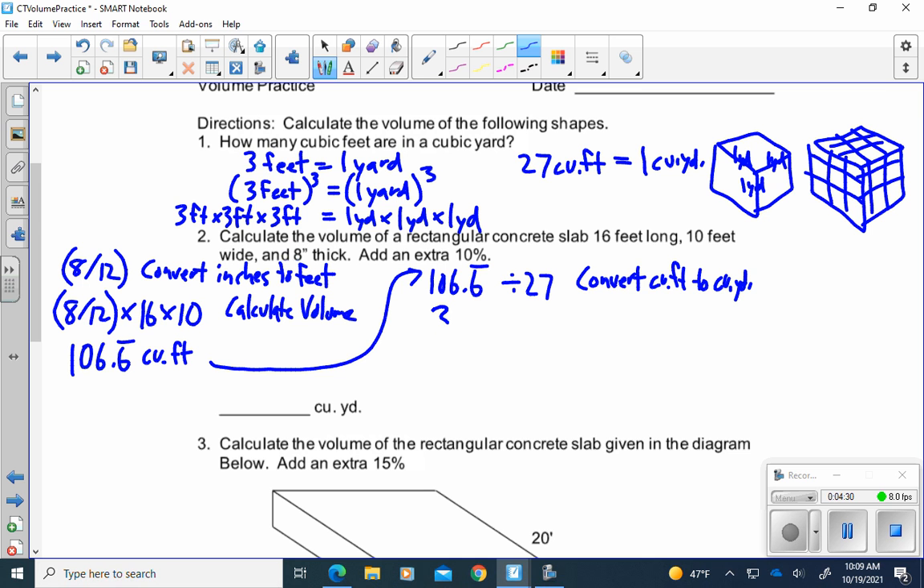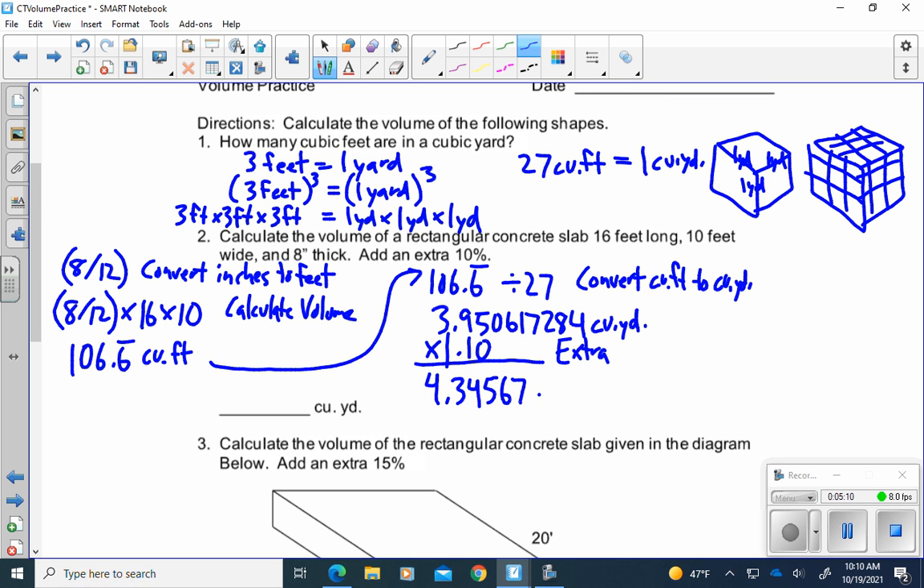Calculator should get 3.950617284 cubic yards. And then we want to do extra, 10% extra, so 10% as a decimal is 0.10. So I'll multiply by 1.10, so I get the full amount plus an extra 10%. That gets me to 4.34567 cubic yards.